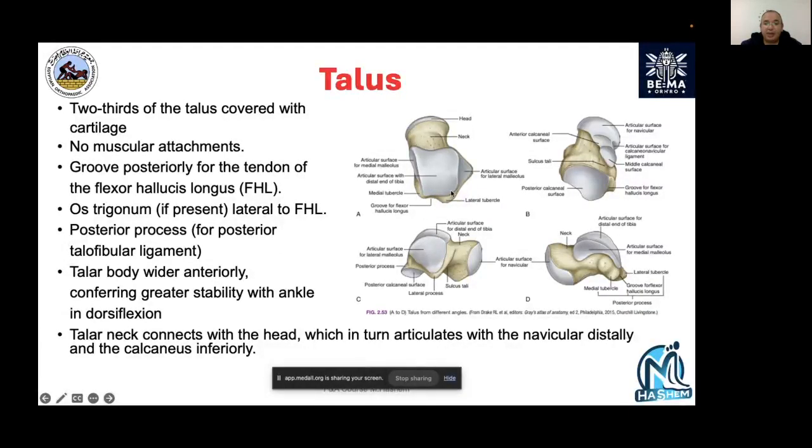Remember that the body is not uniform, it's trapezoidal, broad anteriorly. That's why when you put your ankle in dorsiflexion, you tension the ligaments around the ankle, and the ankle is more stable. And remember that the talar neck connects the body to the head, and the talus has 3 facets to articulate with the calcaneum: posterior, middle, and anterior.